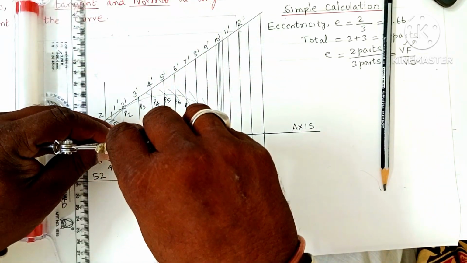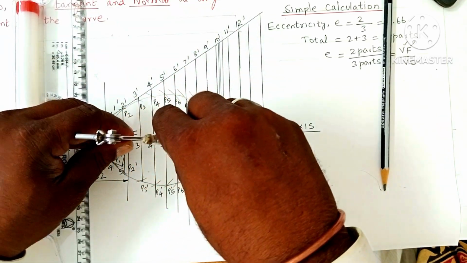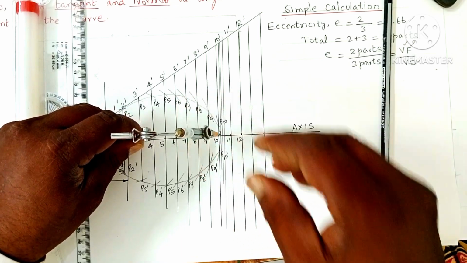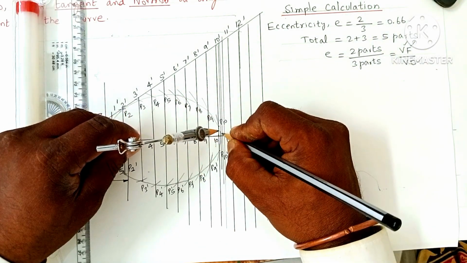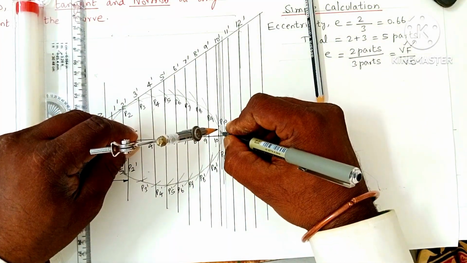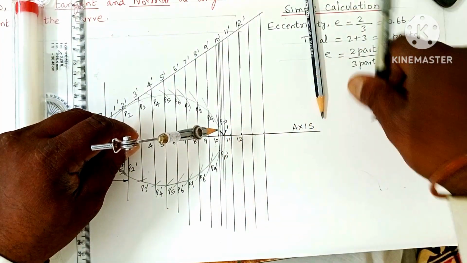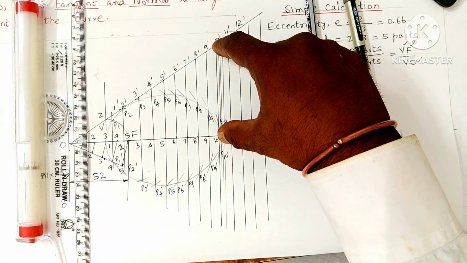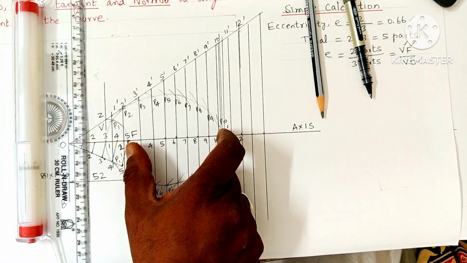And keeping F as center, cut an arc on this 10th vertical line. It's obtained. That is, this will be the opposite vertex marked as V dash. What I want to say is, in which vertical line it will come, we don't know, that V dash. That vertical distance is taken with a compass. F as center, cut an arc on the vertical line.